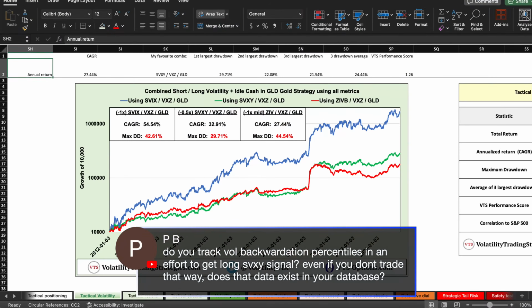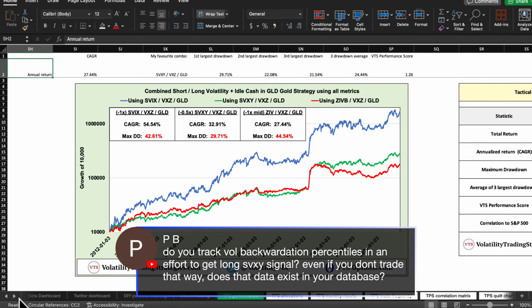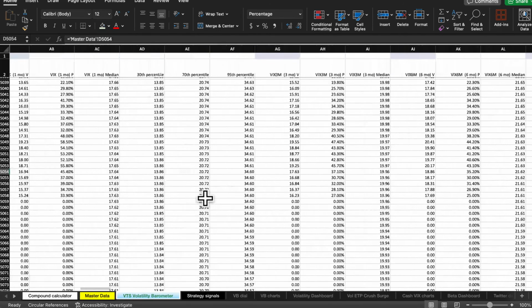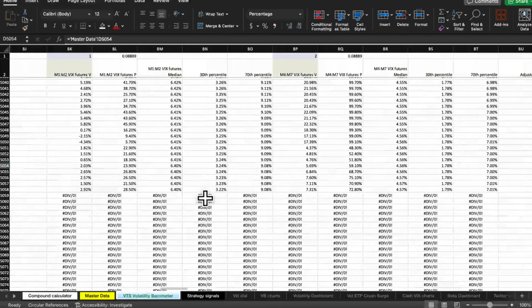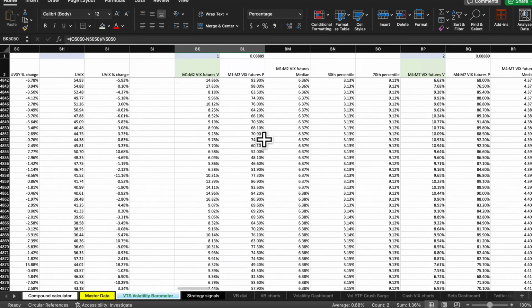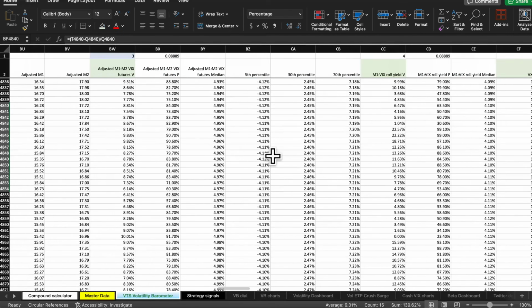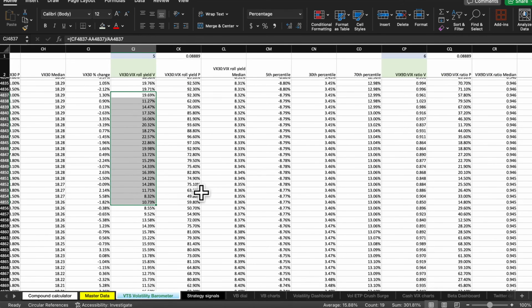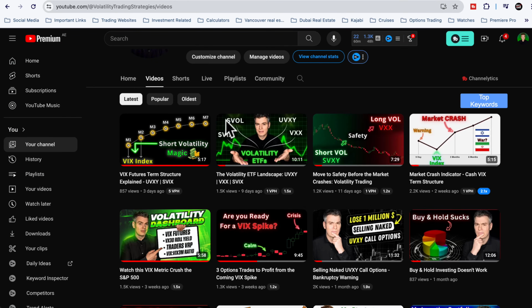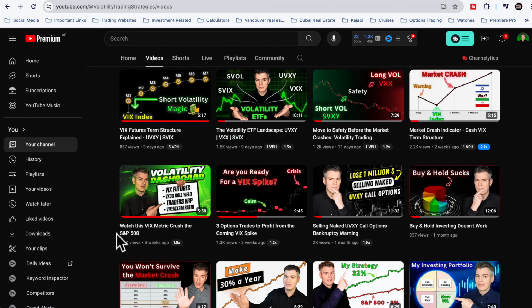What you'd actually want to be looking for is something much more similar to, which spreadsheet am I looking at? You've got your contango levels here, right? VIX futures. So this is backwardation, like you're saying. Of course, I track this stuff, M4 to M7 as well. I track that, but what you're really looking for is the roll yield, right? So if you really want to understand the number one metric, you're probably looking at this video right here. It says, watch this VIX metric crush the S&P. Watch this video specifically, and you'll know what I'm talking about.